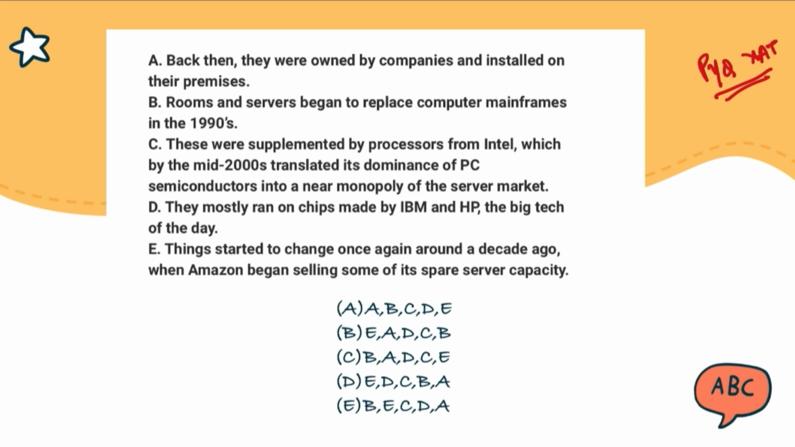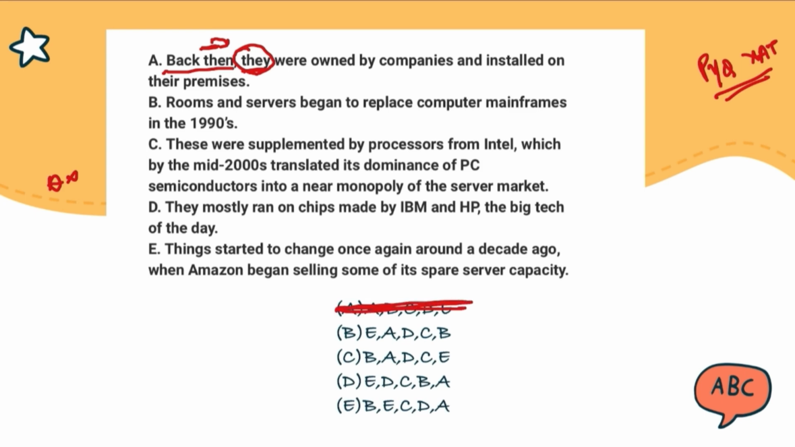Now, let's look at the first sentence. It says, back then they were owned by companies and installed on their premises. So, what is this 'they' that we are talking about? Remember, noun, pronoun. Because of that, we need something which can come before and identify this 'they'. So, A could not be the opening statement, and we can very directly cut this out from the options, right?